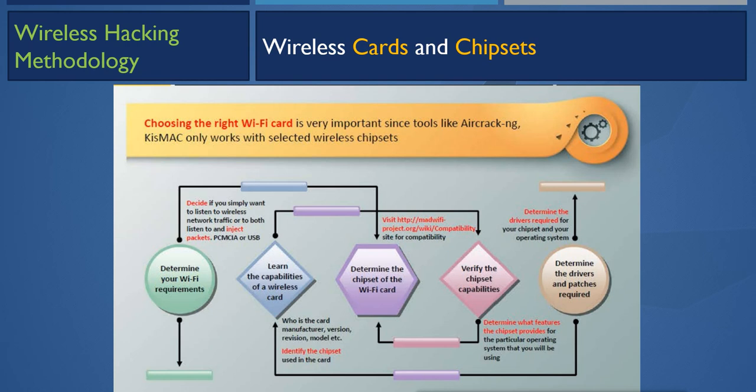Decide if you simply want to listen to wireless network traffic, or to both listen and inject packets, and whether you need PCMCIA or USB. So this is your requirement. Now learn the capabilities of a wireless card: who is the card manufacturer, version, revision, model, etc. Identify the chipset used in the card, then determine the chipset of the Wi-Fi card and verify the chipset capabilities.